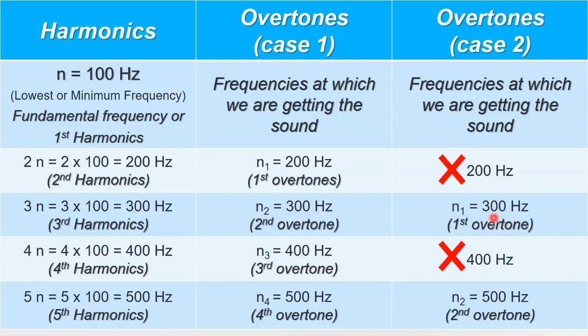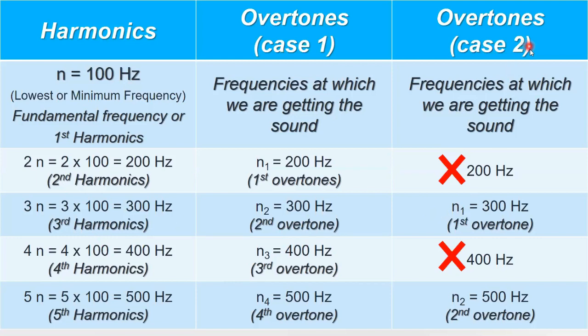But this 300 can be written as 3 into n. And what is n? Fundamental frequency. This fundamental frequency is being multiplied by 3. So it is called the third harmonic.